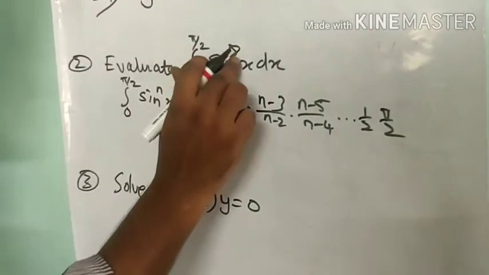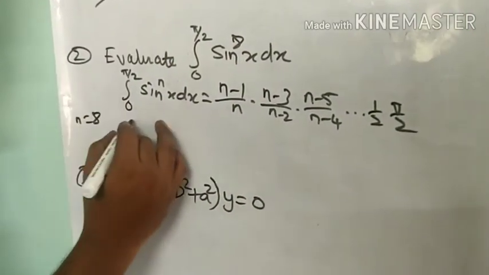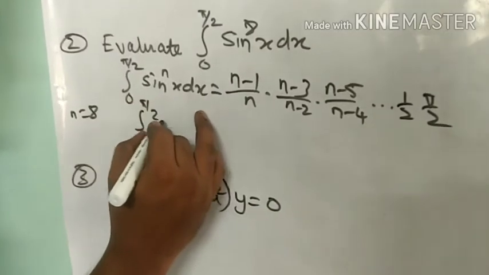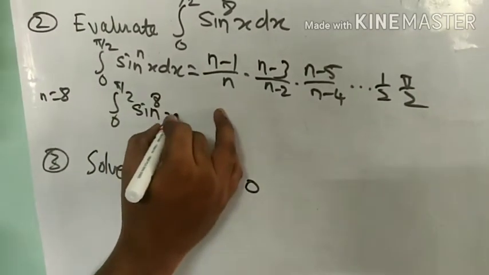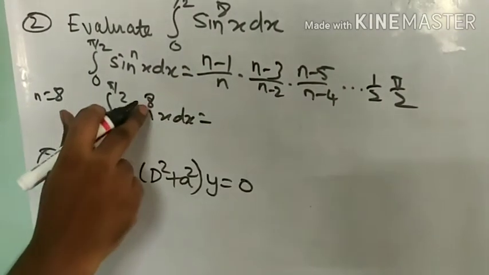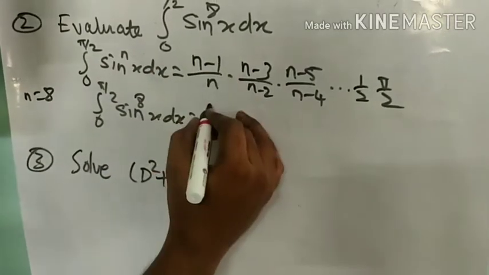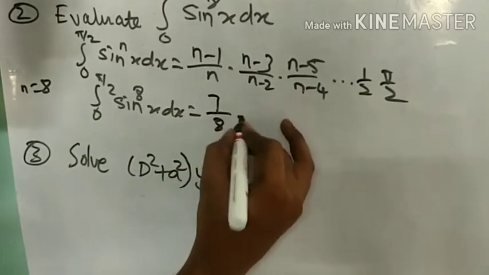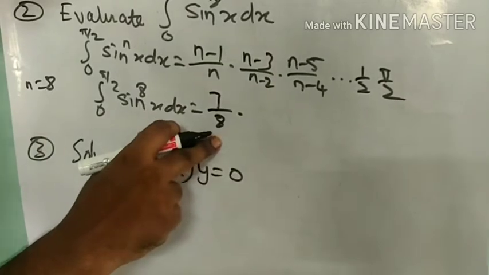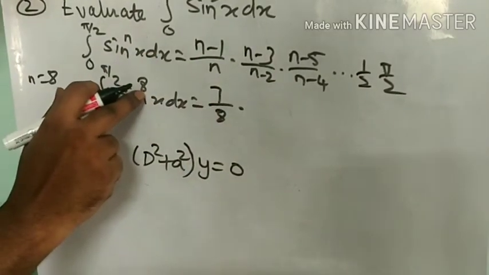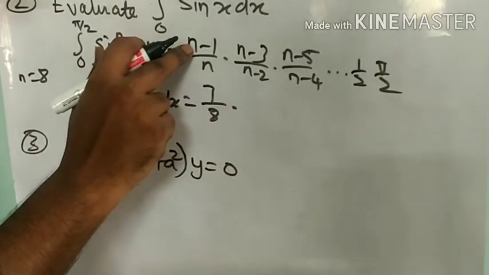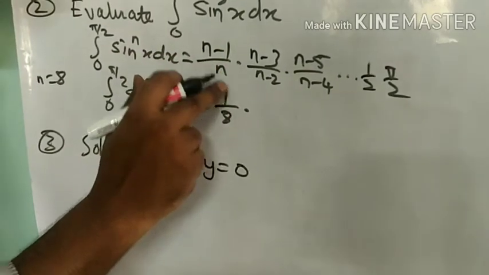So what is the question? In the place of n, take n equal to 8. Integral 0 to pi by 2 sine power 8x dx equals: n equal to 8, you substitute. 8 minus 1 is 7 in the numerator, and 8 in the denominator. This step alone you write first.